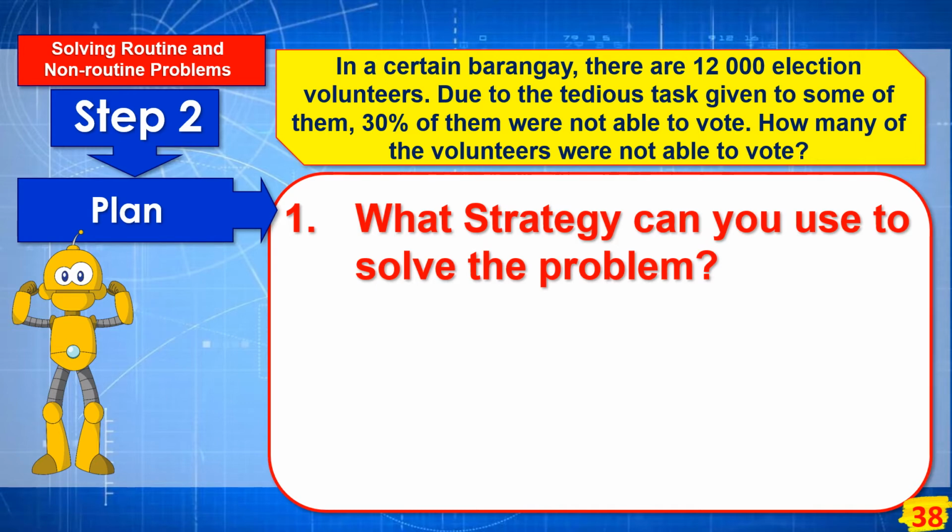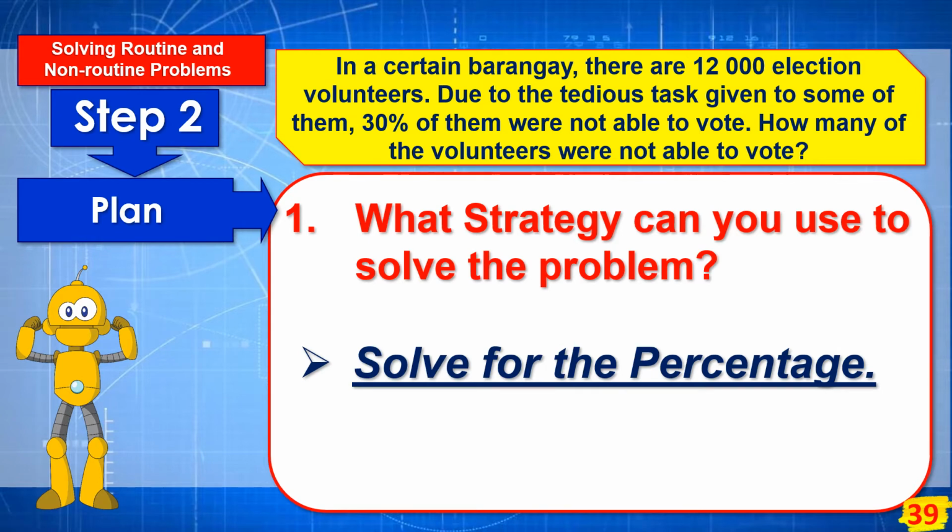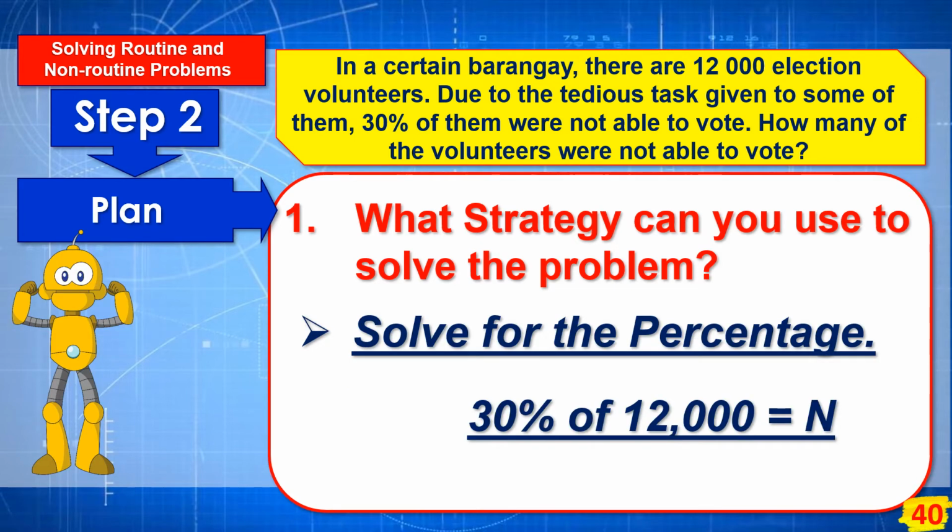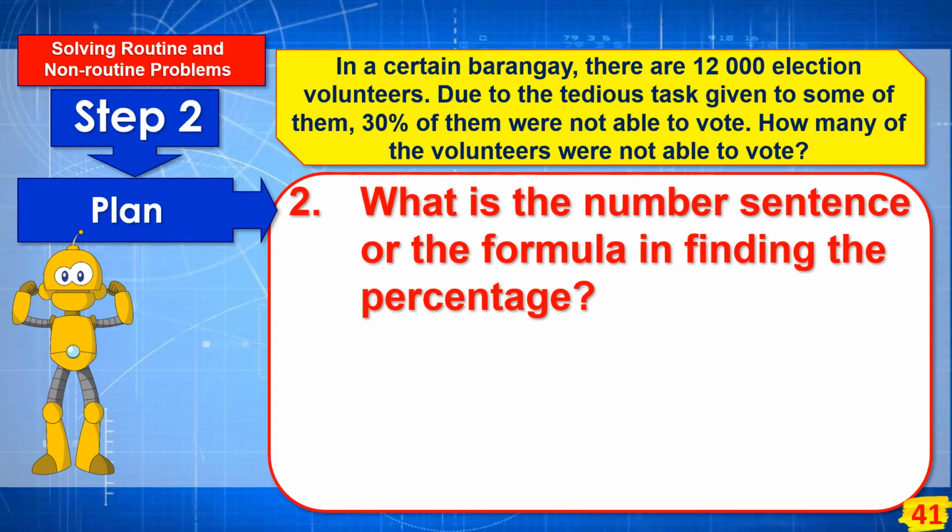Step number 2, make a plan. Under this, you have to answer the question, what strategy can you use to solve the problem? If you answered solve for the percentage, that's right. We are going to find 30% of 12,000 volunteers who were not able to vote. Then, think, what is the formula in finding the percentage? Can you tell? The formula in finding the percentage is P equals R times B.